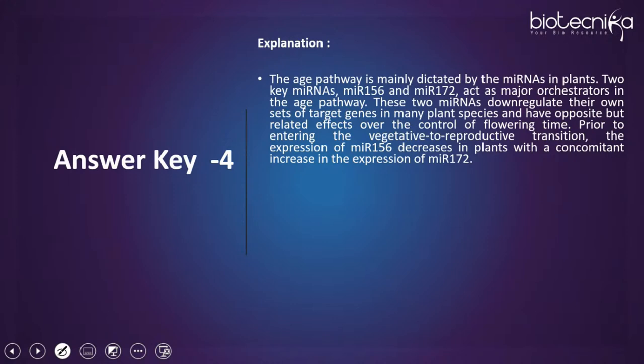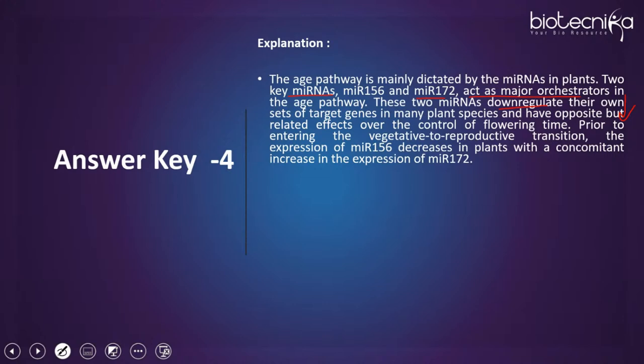Now they act as, yes, very good. Alia, Bibi, RRI, your answer is right. Very good. So two key miRNAs, MIR-156 and MIR-172, act as major orchestrators in the age pathway. These two miRNAs down-regulate their own set of target genes in many plant species, and they have opposite but related effects over the control of flowering.